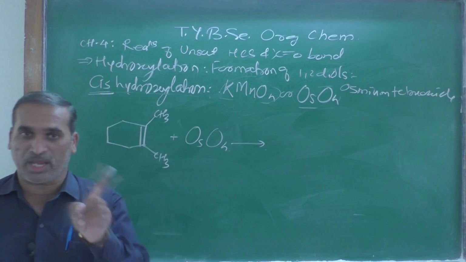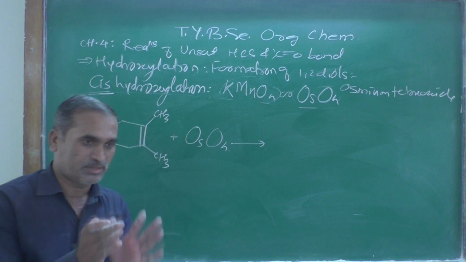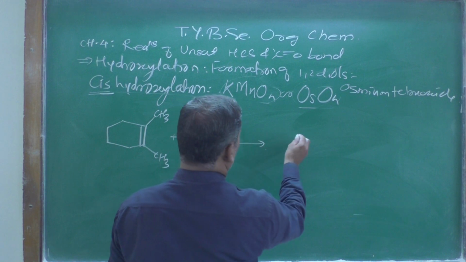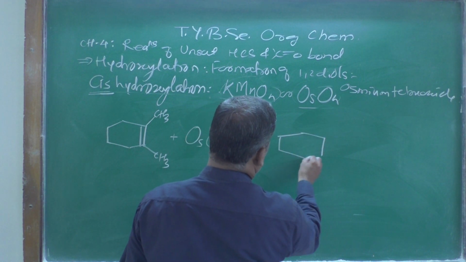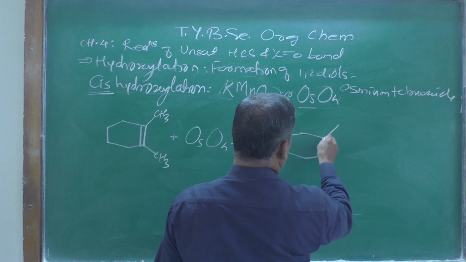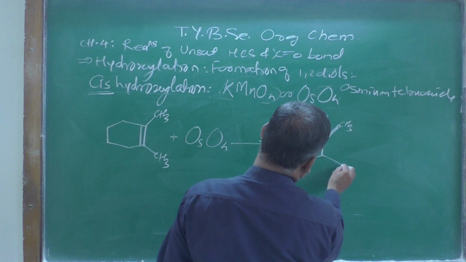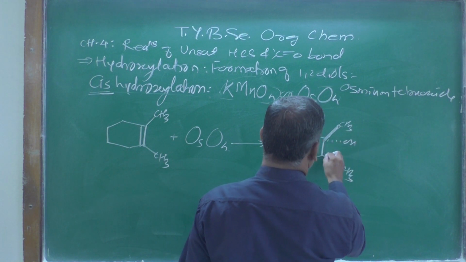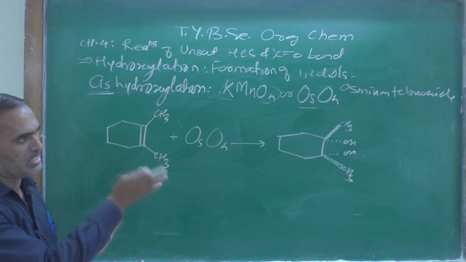One more question may appear in the exam. Let us see over here, osmium tetroxide, it forms the product like this. Here is a CH3 which is above the plane, then here this methyl group above the plane, hydroxy OH and this hydroxy OH, means they are coming on the same side.